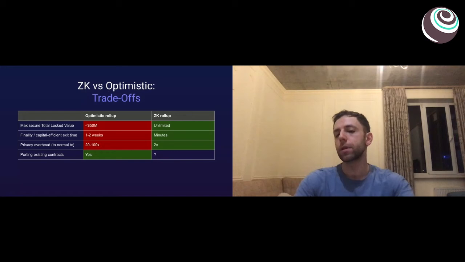With zk rollups, the withdrawals happen within minutes. You just need the time to generate the zero-knowledge proof, submit it to Ethereum, and then you can immediately withdraw. And the finality is also equal to this small number of minutes.